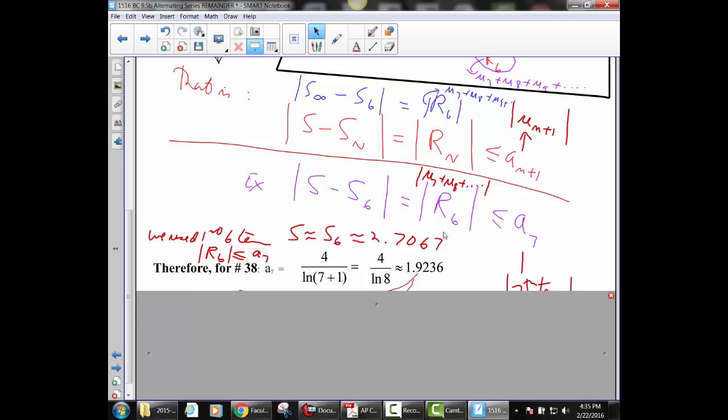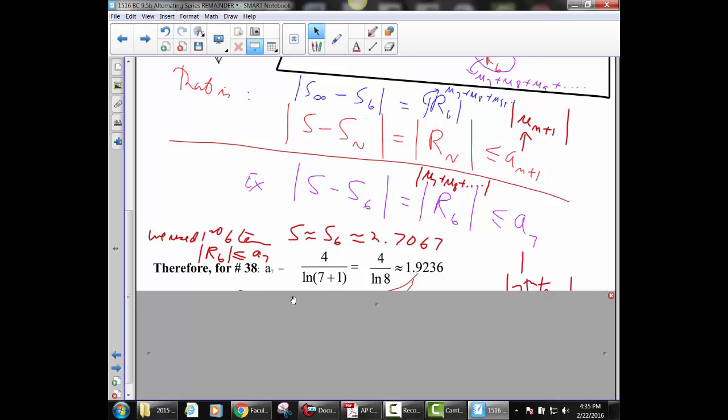So if we do use the first 6 terms, the absolute value of the error is going to be less than or equal to a 7th. That's not the 7th term, it's actually the absolute value of the 7th term. Notice how here I'm saying that a_{n+1} is really the absolute value of u_{n+1}.